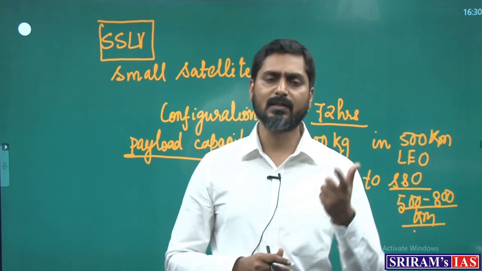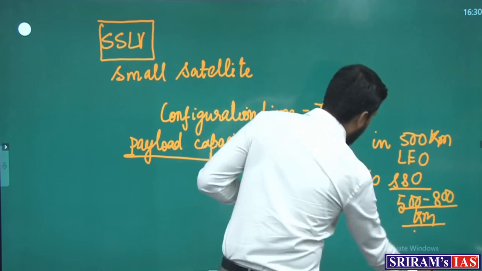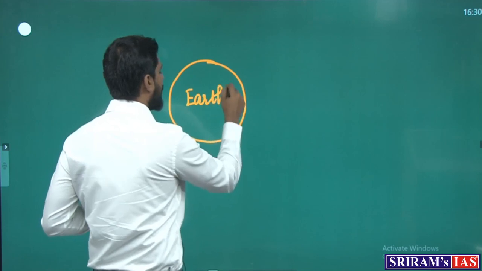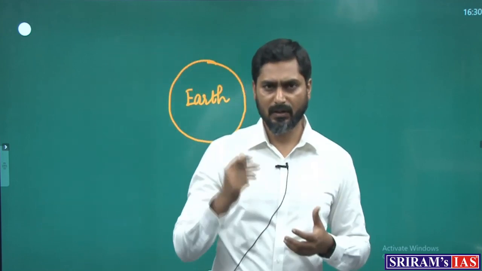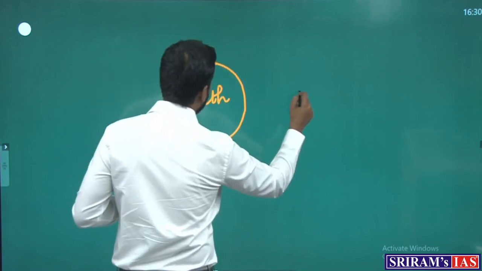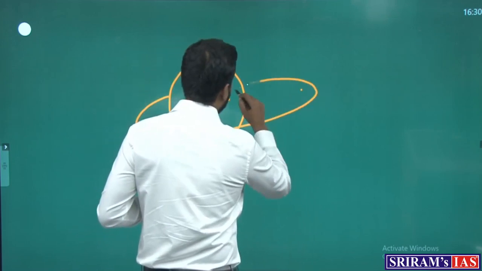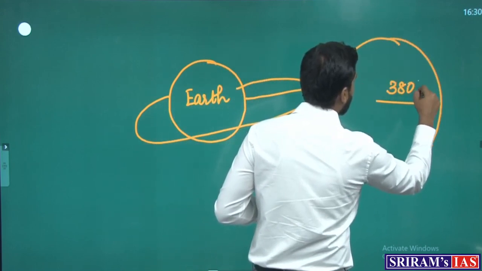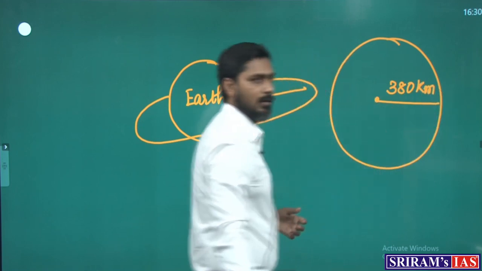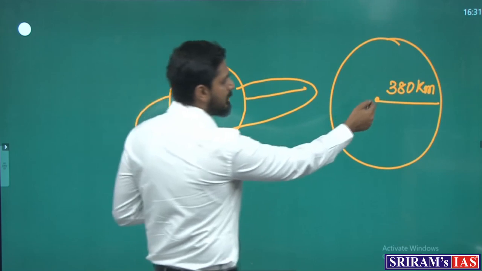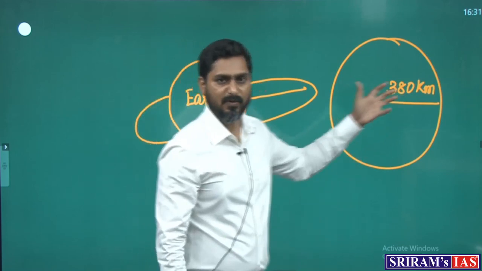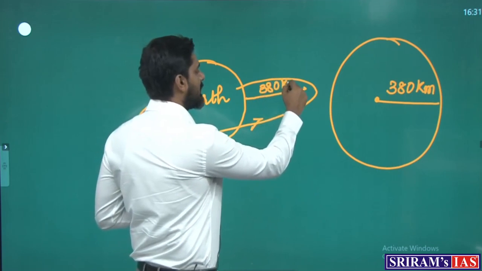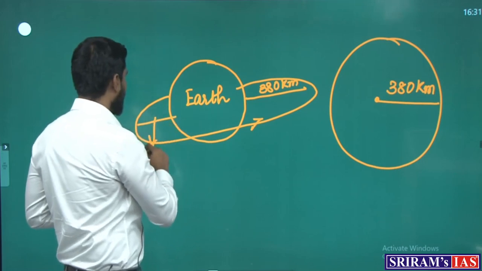The first launch was not successful. There is a simple reason. What had happened in the first launch, that ISRO wanted to send a satellite in a circular orbit of around 380 kilometers radius. But by mistake, it was not able to send or course correct in this type of orbit, but somehow it sent it in an elliptical orbit having this longer length as 380 kilometer and this length around 70 kilometers.